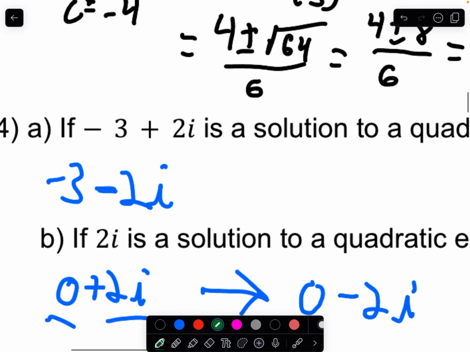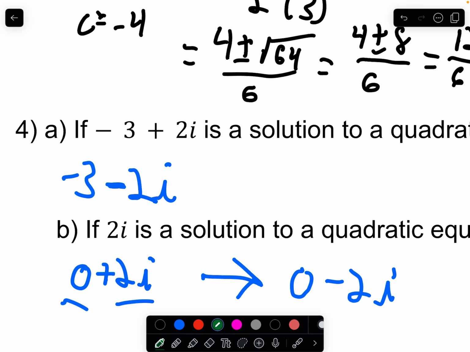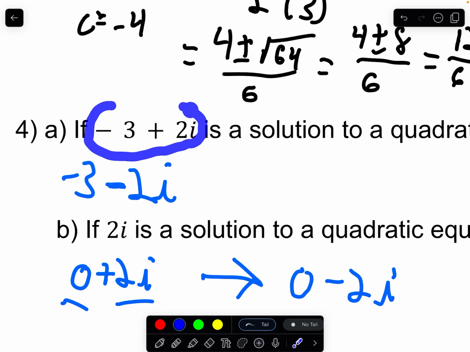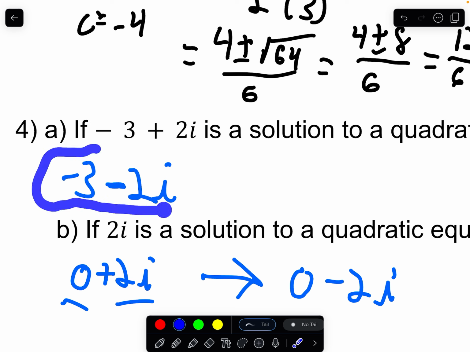Now, about the complex solutions. If you have a complex answer, like this complex number, negative 3 plus 2i, and I say, what's another solution? You instantly know it's going to be the conjugate, which means you flip the sign between the real and the imaginary part. So instead of negative 3 plus 2i, it becomes negative 3 minus 2i. And that's another solution. All right?